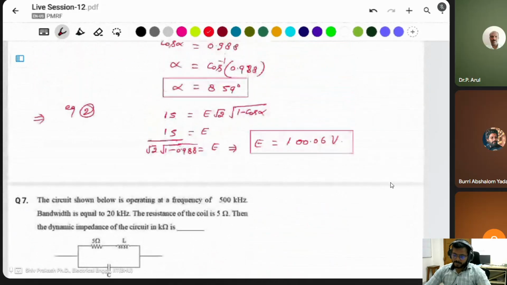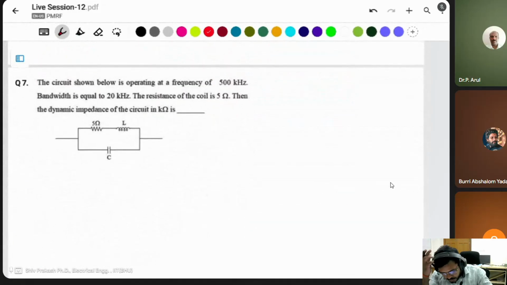Next question. The circuit shown below is operating at a frequency of 500 kHz. Bandwidth is equal to 20 kHz. The resistance of the coil is 5 ohm. Then find the dynamic impedance of the circuit in kilo ohm. Dynamic impedance means the impedance at resonance is the dynamic impedance.